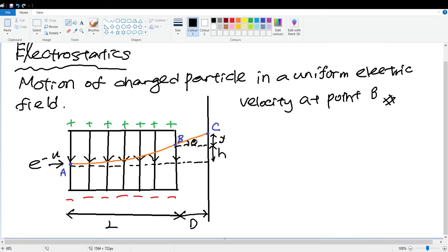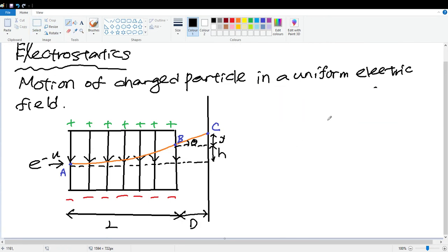As you can see, what I wrote here has a theta. This theta means the angle of the electron's path from B to C. This angle tells us that the final velocity of the electron is a resultant velocity which consists of vertical and horizontal components. What we need to find is the final velocity.